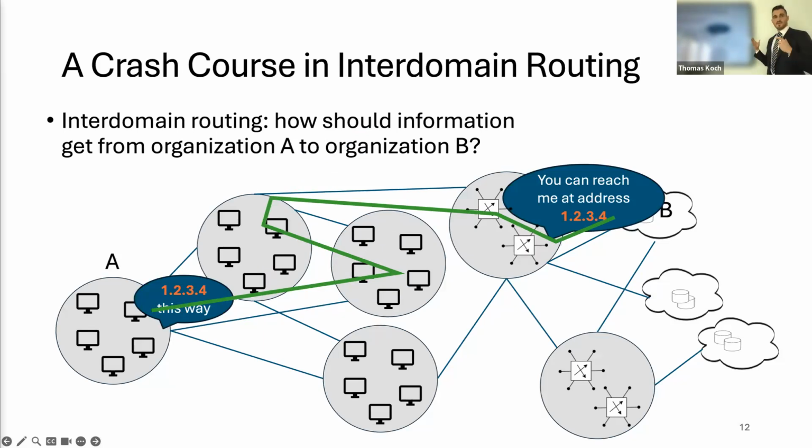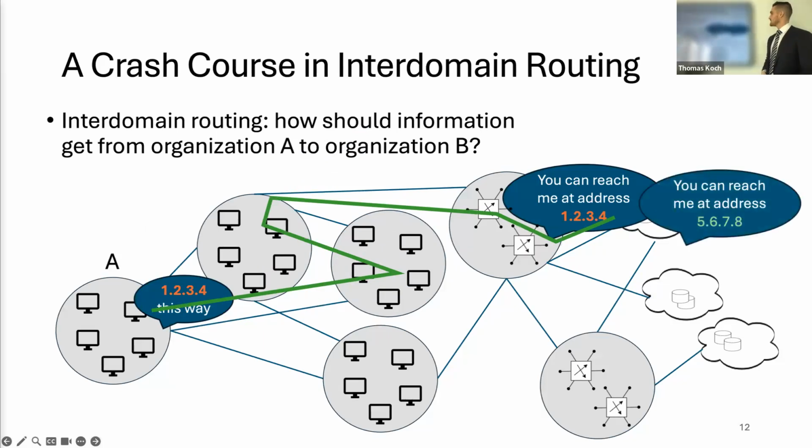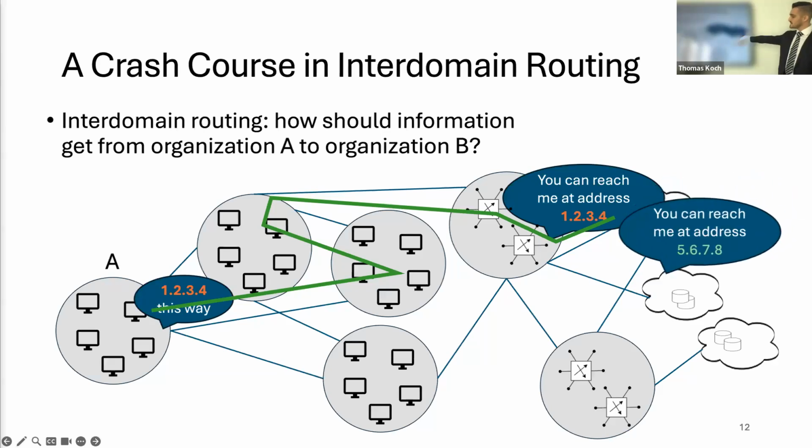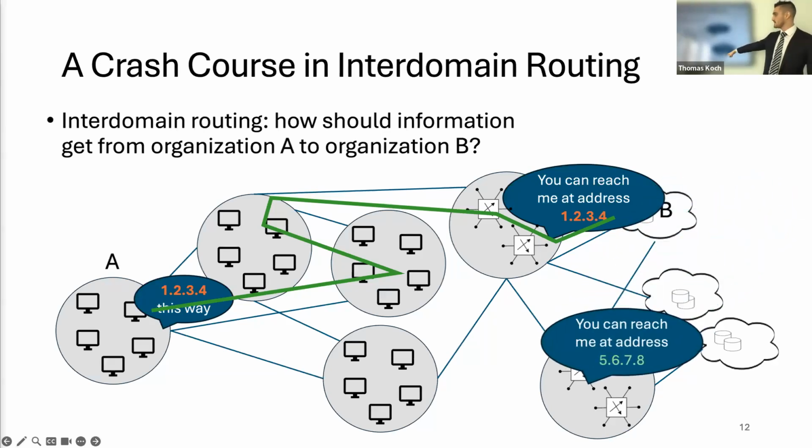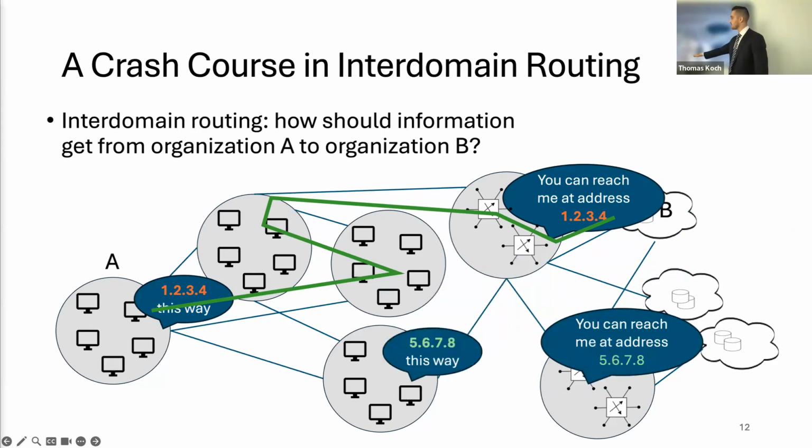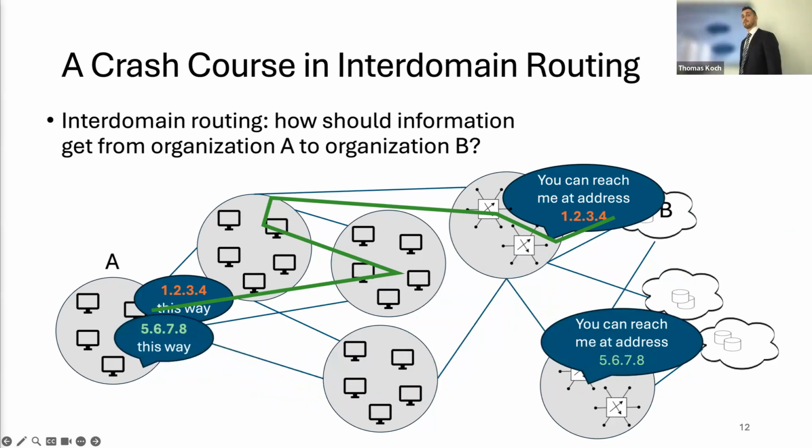The interesting thing about interdomain routing is that by advertising different addresses in different ways to connected networks, we can spell out different paths between the same two endpoints. So if I take another address, 5.6.7.8, from B, but I instead advertise it to this network down here instead of that one up there, information about where this address can be found now propagates differently through the internet, taking this bottom path instead.